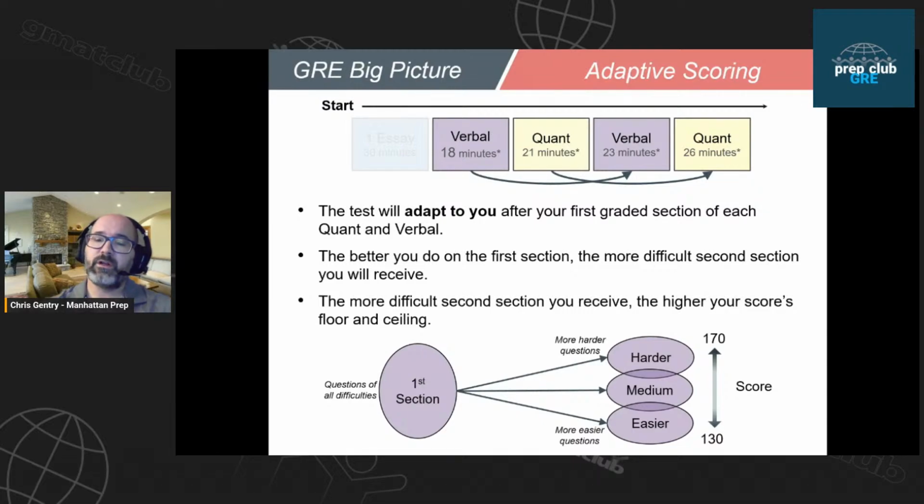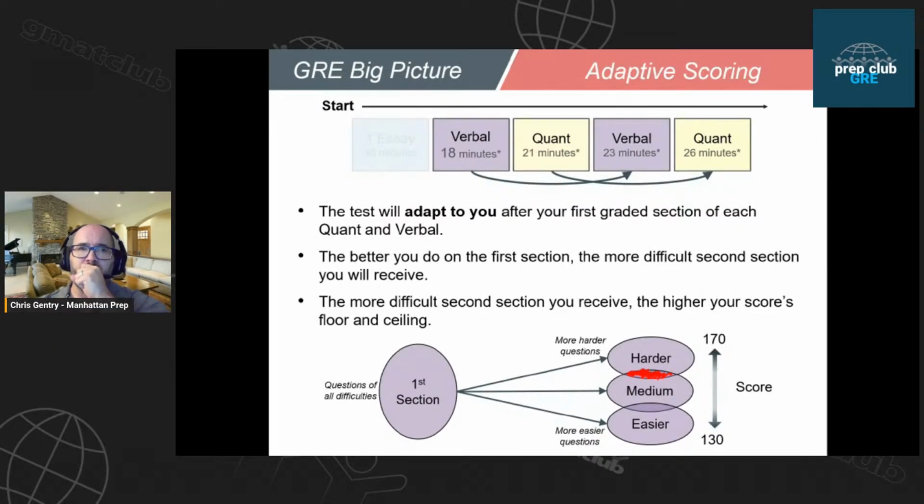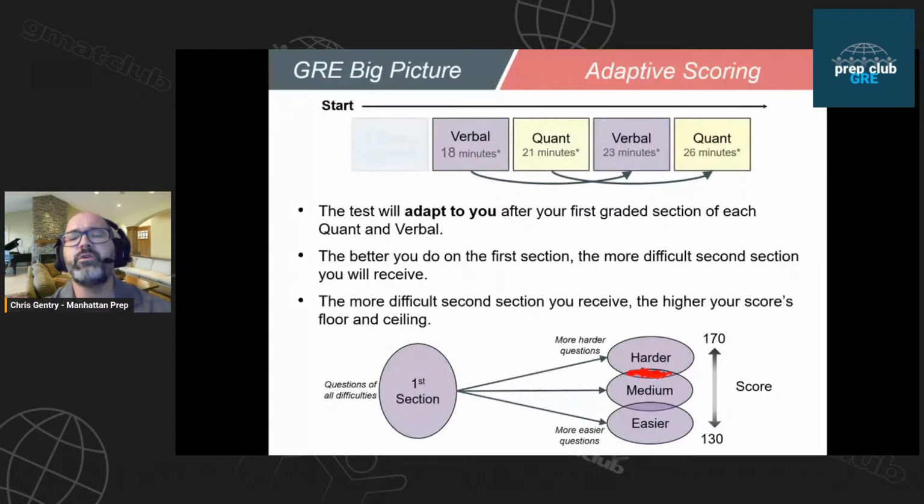Now, I want to take a moment to acknowledge that there is a considerable amount of overlap in the score potential. If you do moderately well in the first section and go to the medium second section, but absolutely do fantastic in the medium section, you can get a very, very high score. You'll just never get anything higher than like a 165. So there is some overlap. There is some potential to get a high score no matter what. But realistically, if we want to get that really, really high score, we want to get that really, really hard second section.